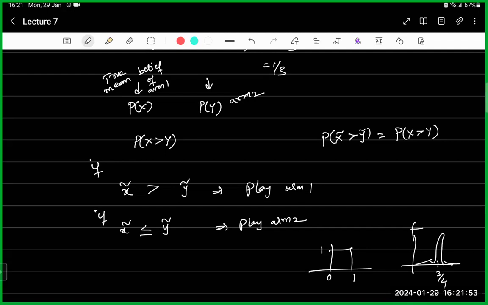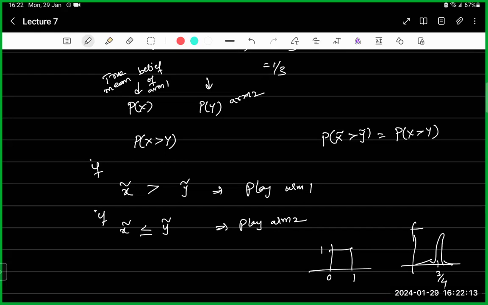So that's what we want, right? Initially you want to explore all the arms. In the initial steps you want more exploration. Later you can be a little bit greedy, because initially you don't know anything about the arms. You want to do some exploration, right?